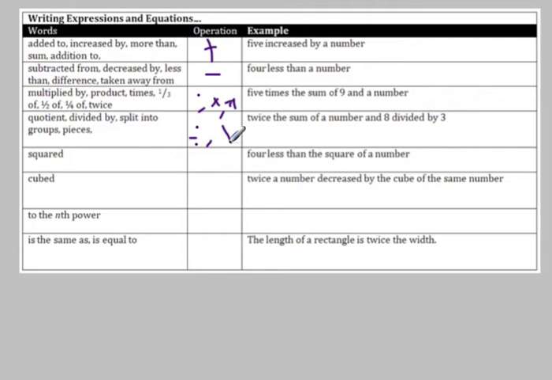Now, if it says squared, that means you're going to take a letter and raise it to the second power. If it says cube, that means you're going to take a certain letter and raise it to the third power. If it says to the nth power, that means you're going to take that letter and raise it to the nth power, so a times a times a times a, n amounts of times. Finally, is the same as or equal to simply means the equal sign.